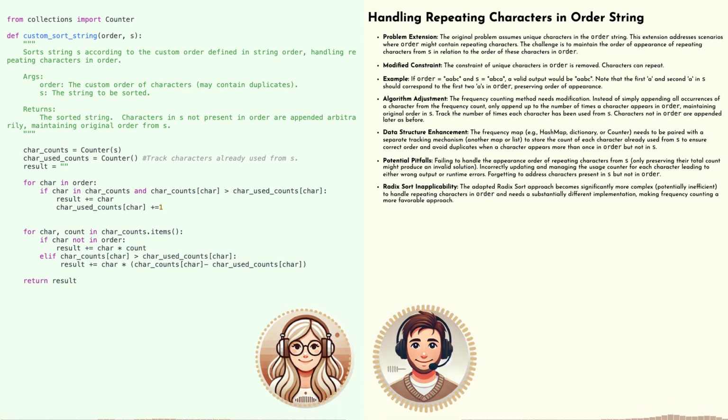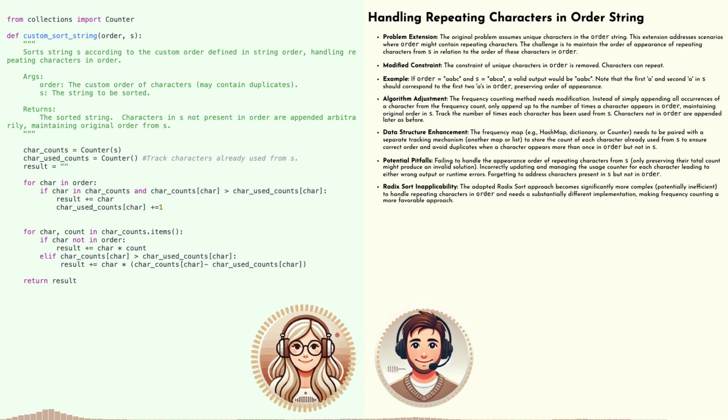Exactly. What about the Radix sort approach? With repeating characters in order, we can't rely solely on the index for ranking, because multiple characters might have that same index, so we need to differentiate them. So how can we do that? Well, I'm thinking, could we use the original index of the character from S? Exactly. And then incorporate that into the ranking calculation. So even if two characters have the same index in order, we can still tell them apart based on their position in S. We're creating a two-part ranking system.